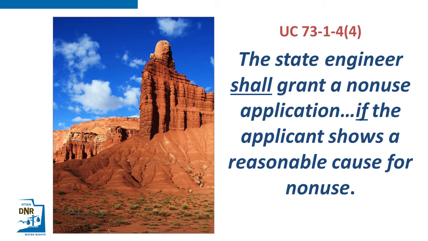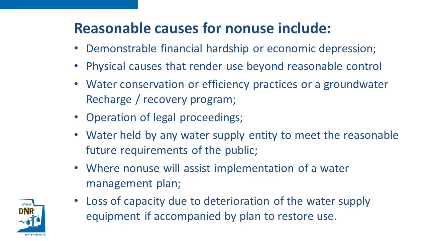Most non-use applications are approved. Utah code says that the state engineer shall grant a non-use application, and so the state engineer more than likely will approve a non-use application that is filed with the division as long as the cause for non-use is reasonable. Reasonable causes can include financial hardship or economic depression, physical causes that render use beyond reasonable control, so long as the water right owner acts with reasonable diligence to resume the use.